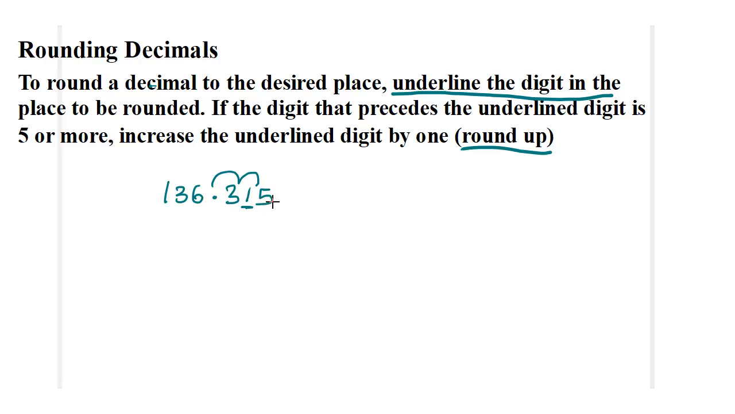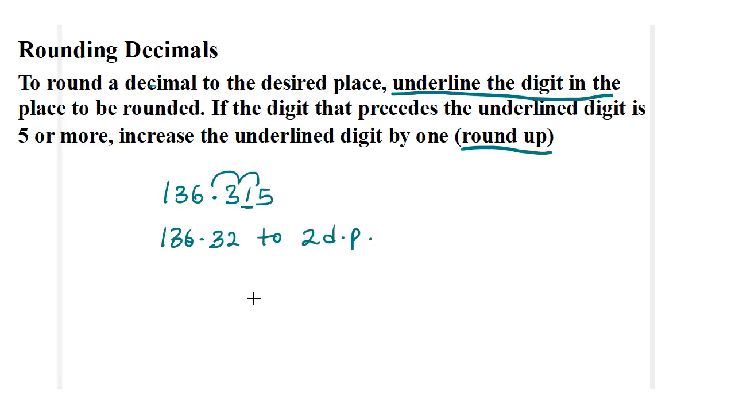It implies that since this 5, because that is the number that precedes the underlined digit, which is 1, and is up to 5, it will affect this and turn this to 2. So this will now be what? 136.32. To what? 2 decimal what? Places. All right, so that is that about that.